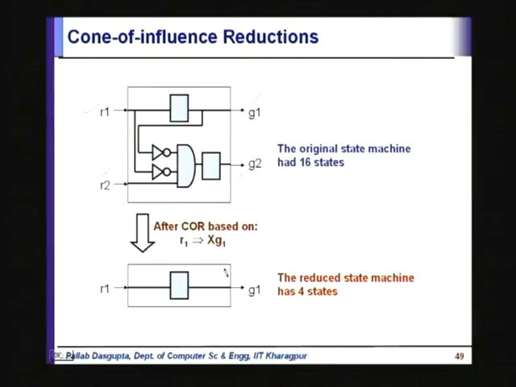Now, every time we will not be so lucky. For example, if we had a property which involved R2 and G2, then R2 will stay, G2 will stay, R1 will also stay because R1 can affect G2. Not only that, G1 will also stay because G1 also can affect. So, if there is a property over R2 and G2, then we will have to keep all 4 of them. So, we will not get any cone of influence reduction.